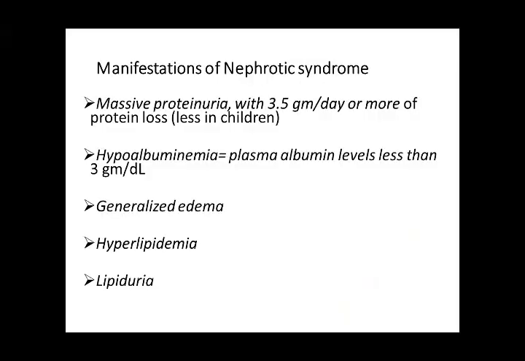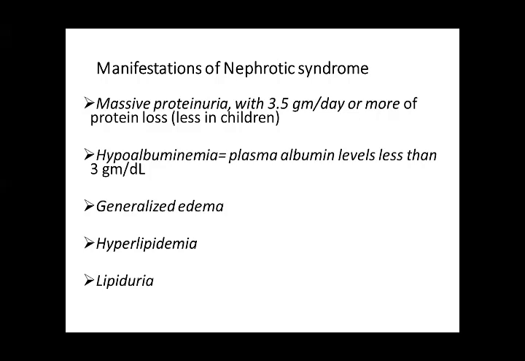So when you say your patient is suffering from nephrotic syndrome, that is it. When we diagnose nephrotic syndrome, what we mean is massive proteinuria, that is 3.5 grams per day or more of protein loss. In children it is less, because the definition changes slightly in children, but however we will use the definition for adults. 3.5 grams or more protein loss, right? 3.5 grams. So I'm sure you will remember that.